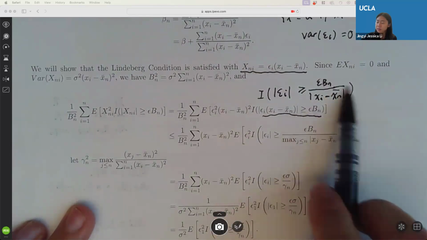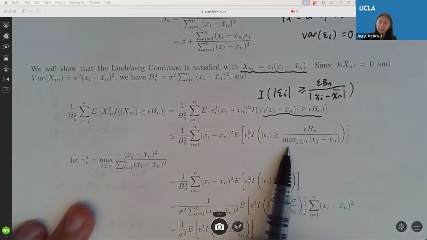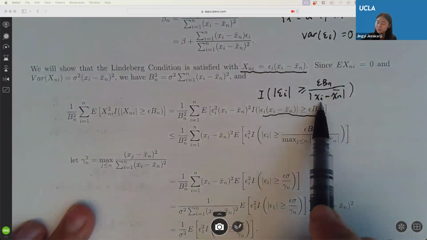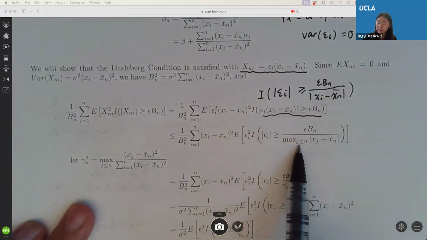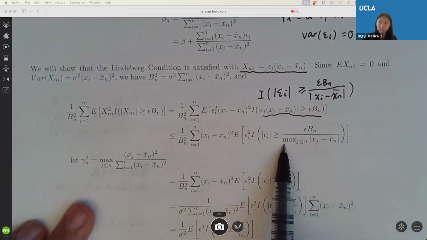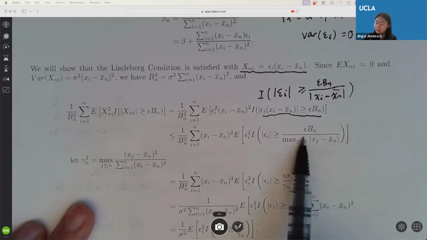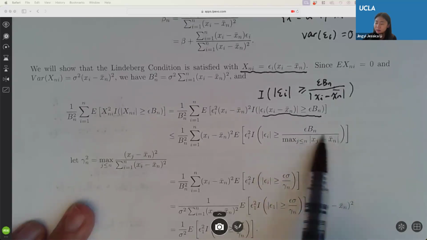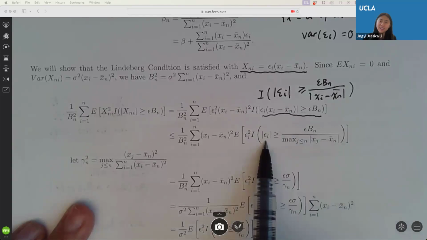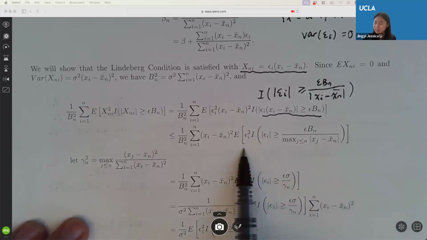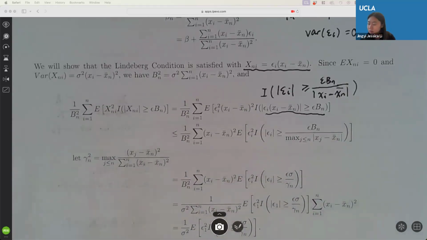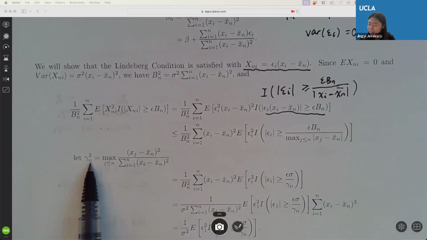Now we replace the denominator by the max. This is for i, and now we replace it by the maximum over j going from 1 to n. The reason for doing that is that this denominator now has nothing to do with i, and we can use the fact that the epsilon i's are IID, so they have the same expectation. Now we introduce this max over sum, and we call that gamma n.